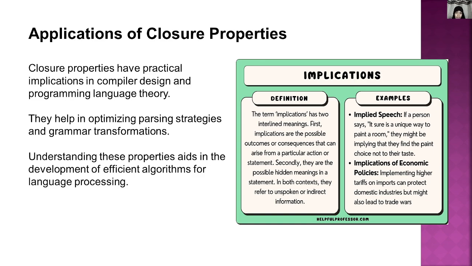Implied speech. What is implied speech? For example, if a person says it is a unique way to paint a room, they might be implying that the paint choice is not to their taste. Implications of economic policies: implementing higher tariffs on imports can protect domestic industries but might also lead to trade wars. So this is how implications work as an application of closure properties.